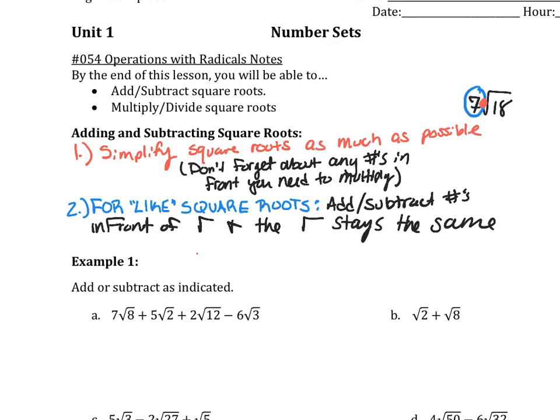Also remember, if we have square root of 3, that's the same as saying 1 square root of 3. So if there's no number written in front of that square root, that's an implied 1.